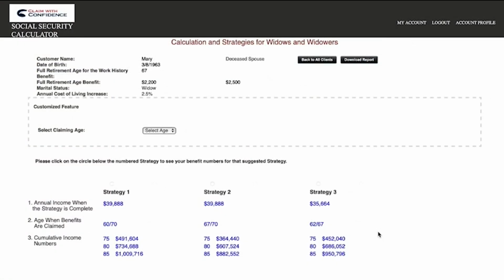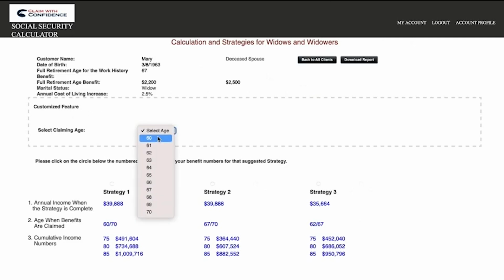Now, one other thing, you have the option of running a customized report. Let's say Mary's going to work until age 65. At age 65, she's going to retire and claim Medicare. You have to claim Medicare at age 65. And then she also wants to claim her Social Security benefits. So she can run a customized strategy.